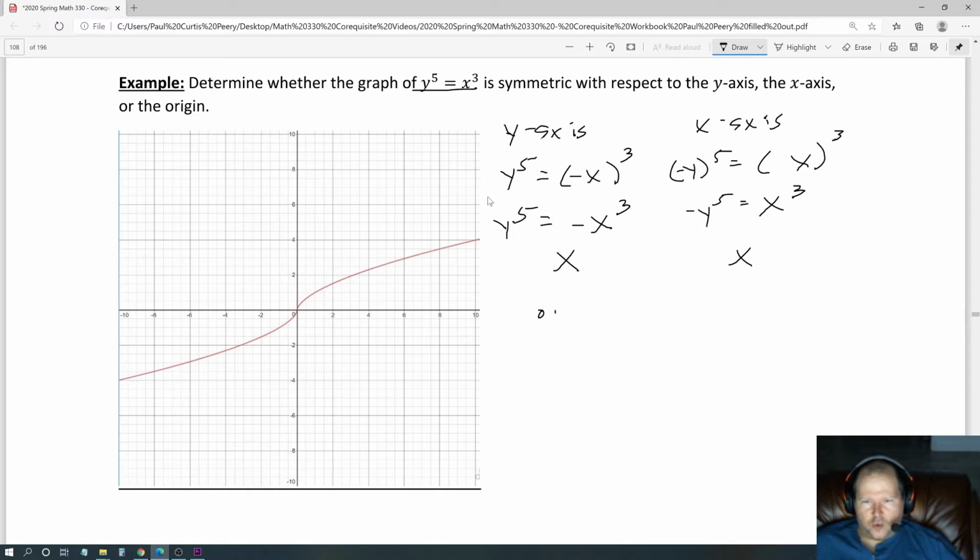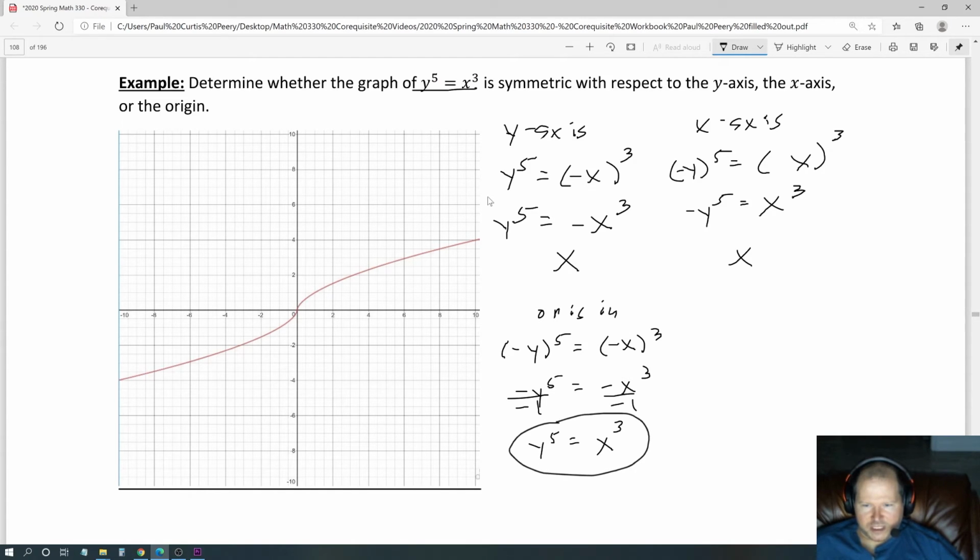All right, so let's try origin symmetry. We have to plug in both a negative y and a negative x, which gives me negative y to the fifth is equal to negative x to the third. And I can divide everything by negative 1. What that gives you is y to the fifth is equal to x to the third. And since that is equivalent to the original one, we did in fact prove that it had origin symmetry.